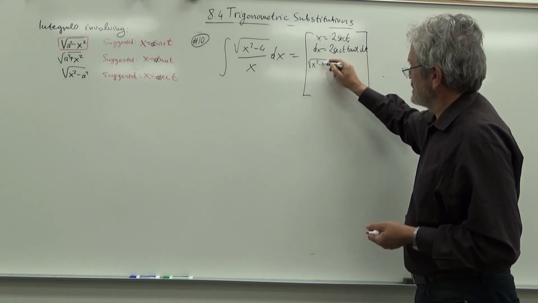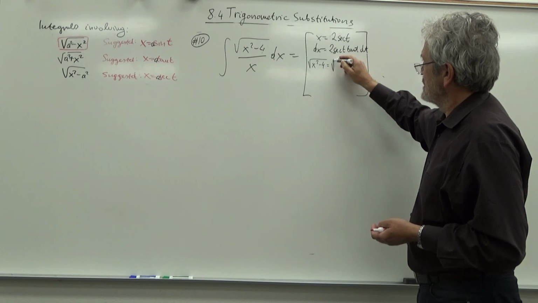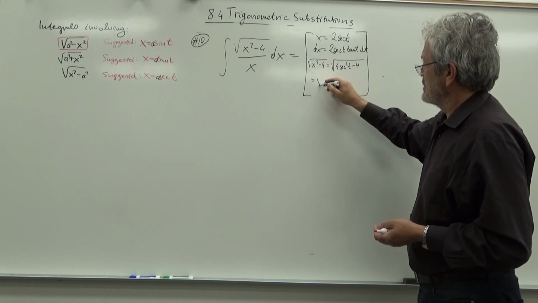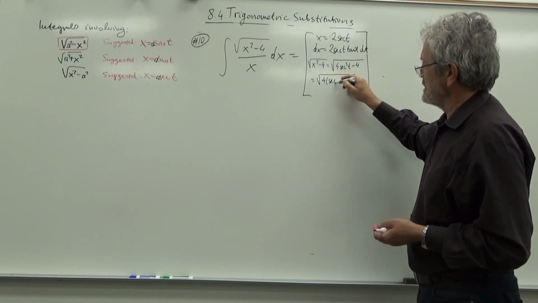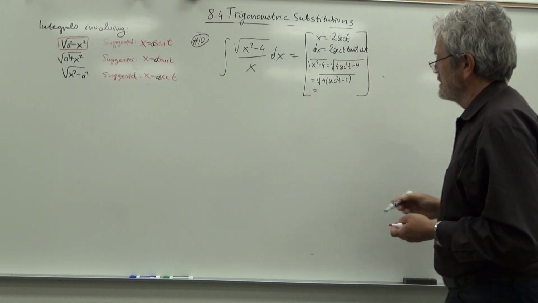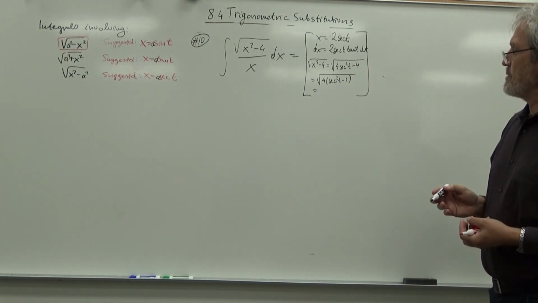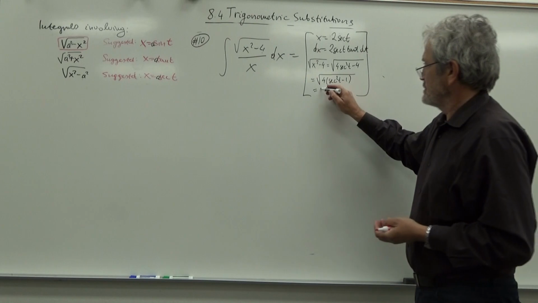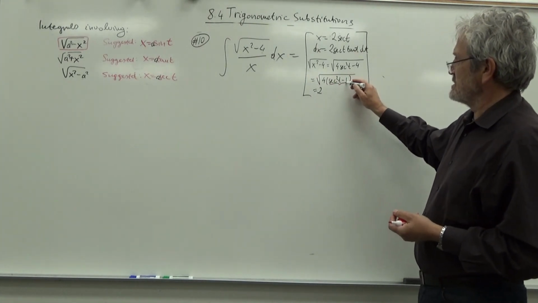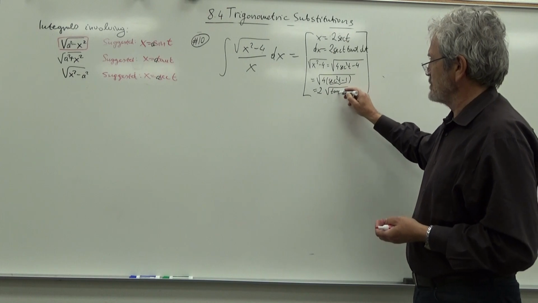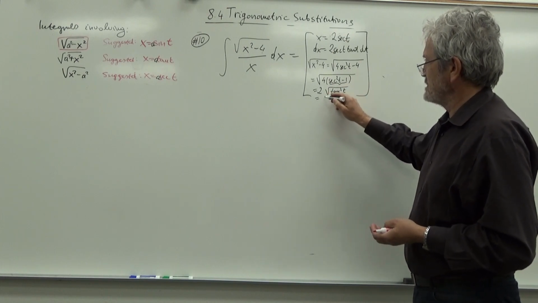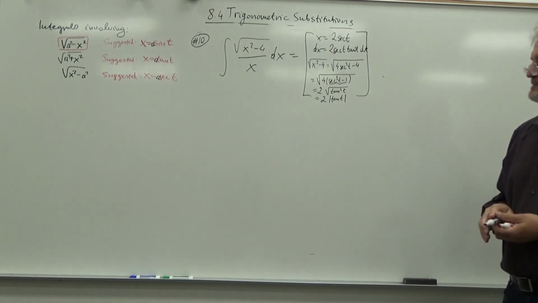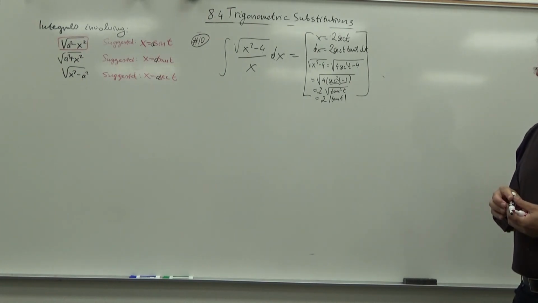And let's see how we handle the square root. The square root of x squared minus 4 equals the square root of 4 secant squared t minus 4, which is the square root of 4 times secant squared t minus 1, which would be 2 times the square root of secant squared t minus 1, so the square root of tangent squared t, which would be 2 times the absolute value of tan t. So what do we do now?